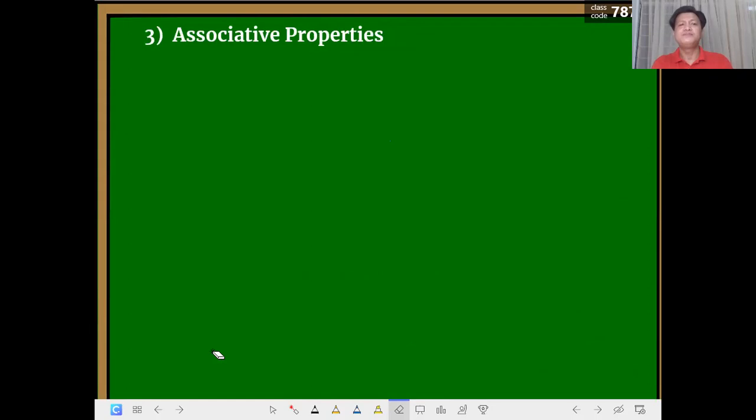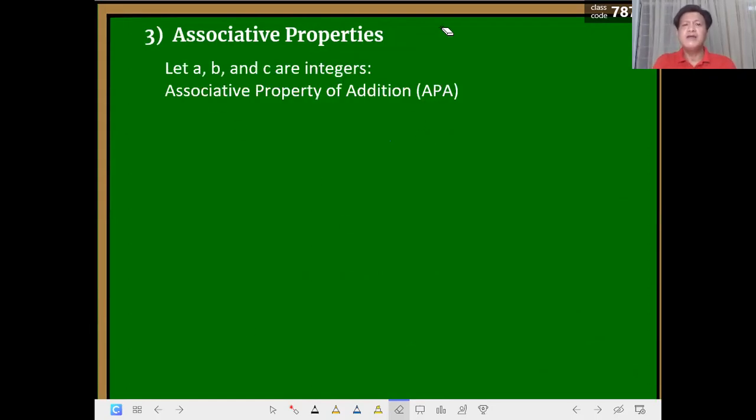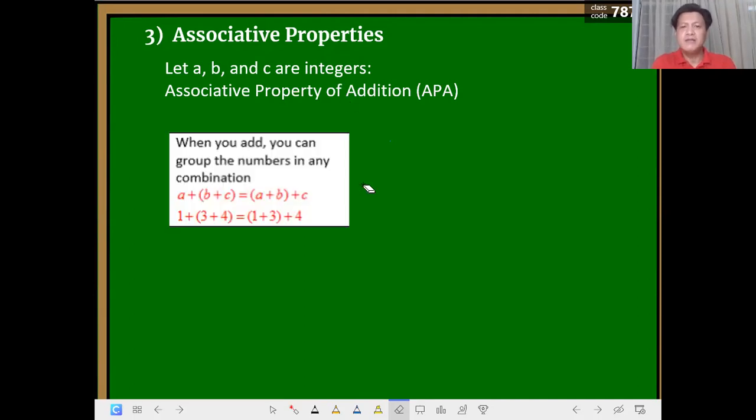Okay, another, we have associative properties. Okay, so dito naman, let A, B, and C be integers. Meron tayong associative property of addition, or the acronym is APA. Okay, so unahin natin si APA. Dito naman, pag sinabi natin APA, ito yung pattern natin, no? When you add, you can group the numbers in any combination. Kung sa commutative meron silang order, dito meron na combination, or we call that groups or grouping.